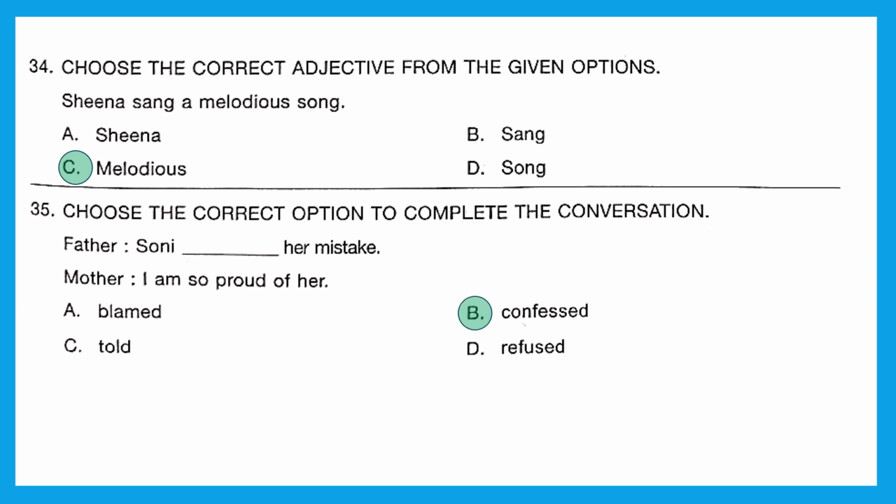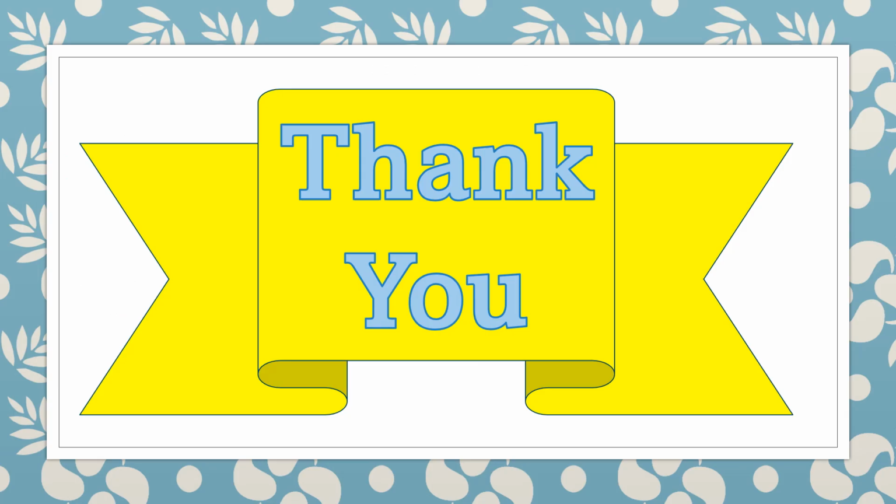Option B. Confess we generally use when we are admitting or acknowledging something, and it is mostly used in terms of any mistake, etc. So confessed is the right word to use here. Soni confessed her mistake. And with this, we have successfully solved Class 1 English Olympiad 2023 Set B question paper.